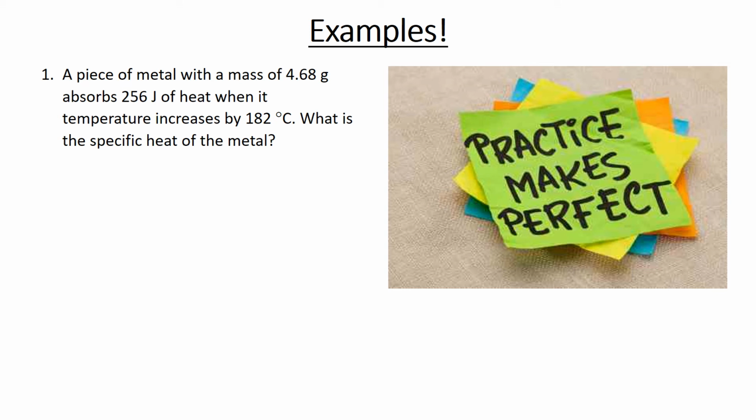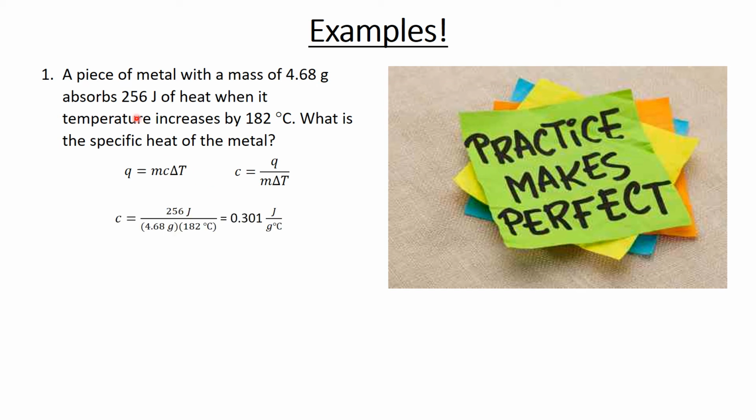So here are a couple of examples. First off, if you have a piece of metal with a mass of 4.68 grams and it absorbs 256 joules of heat when the temperature increases by 182 degrees Celsius, and they want to know what is the specific heat of the metal. So we have our equation, Q equals mc delta T. You can rearrange the variables such that C is equal to Q divided by m delta T.